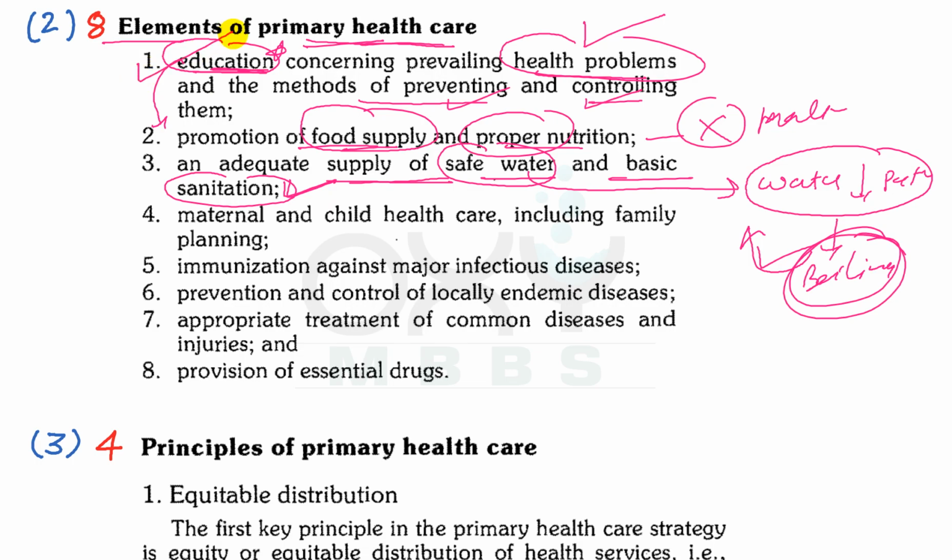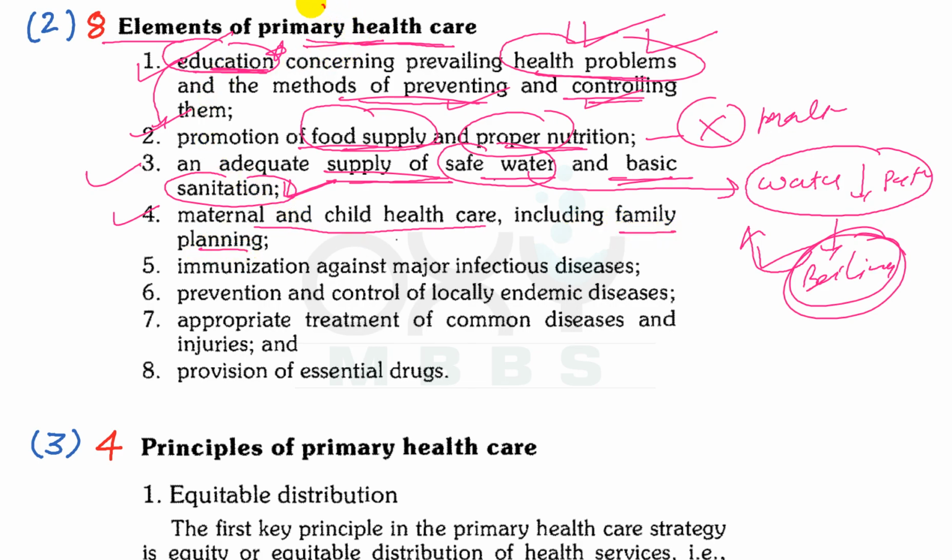So first, educating the people about the common health problems and the methods of preventing and controlling them. Second, proper food supply and proper nutrition. Third, adequate supply of safe water and basic sanitation. Now the fourth one is maternal and child health care, including family planning.